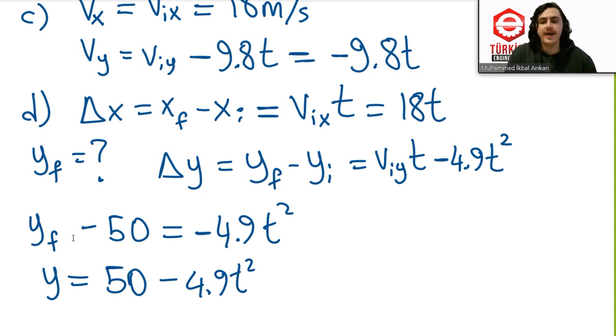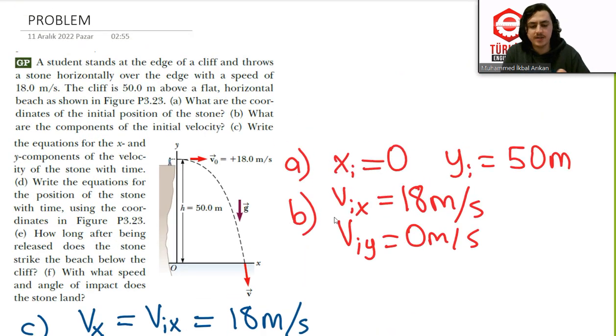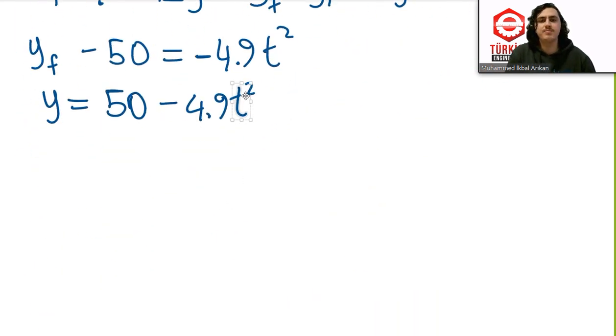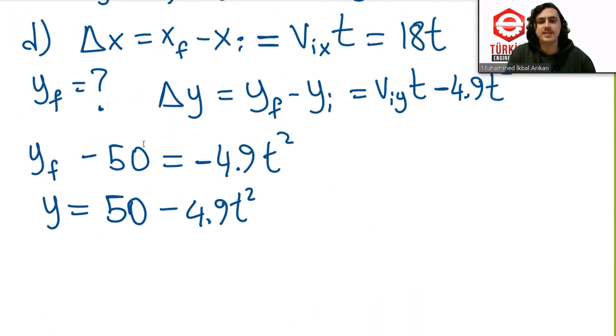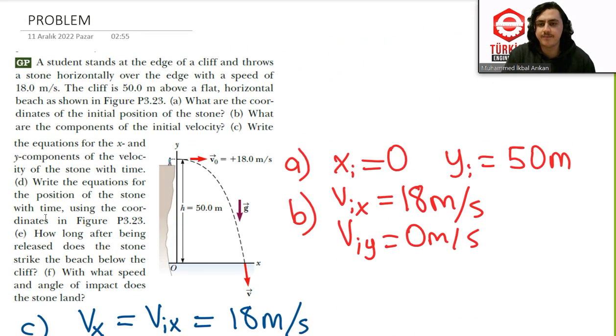This function is telling you that you are starting from this point, then you are going down. Your y for each time, let's put t equals 1. So you will see that you displaced 4.9 meters down. This is part D.